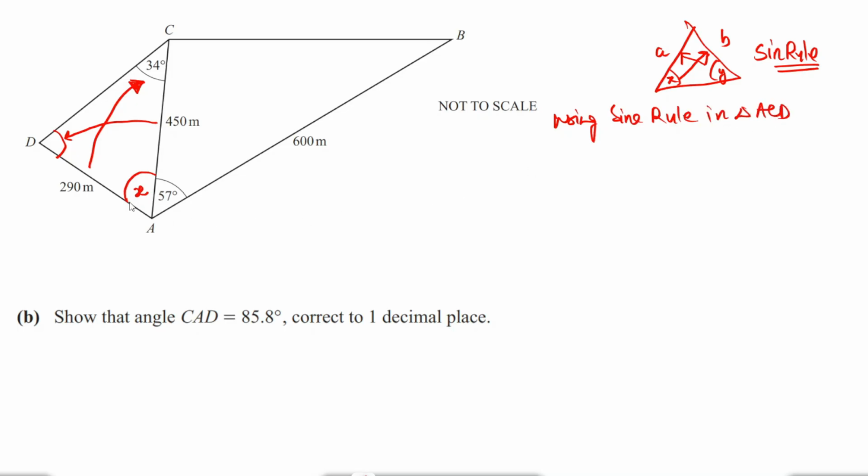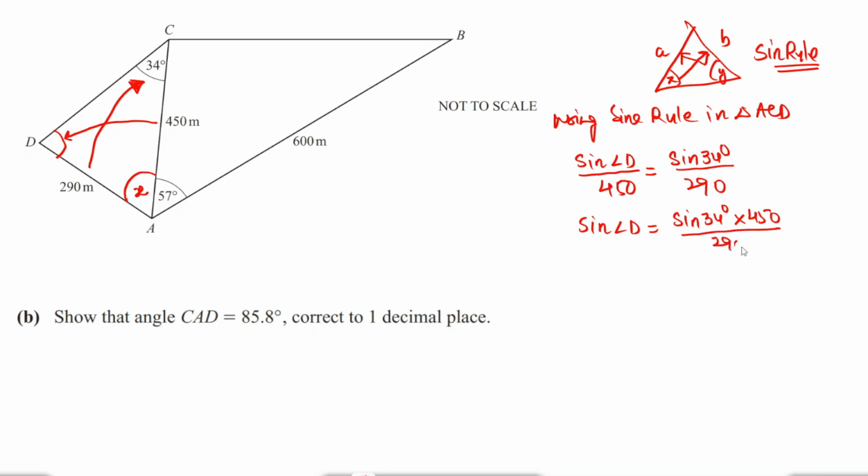So this angle we'll be finding in the next step. First of all, find angle D. So what we are looking for, sine angle D upon 450, what is the opposite side here? And on the other hand, 290 has 34 degree opposite. So sine 34 degree upon the side 290. Okay, this is the sine rule, and we are finding angle D. So 450 is being divided here and it will go and multiply on the other side. So we got sine 34 into 450 upon 290.